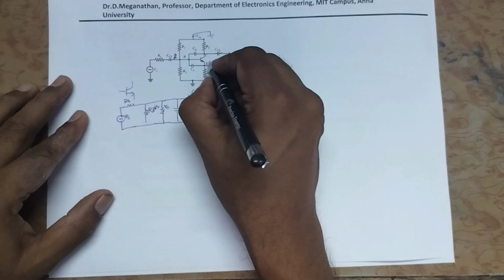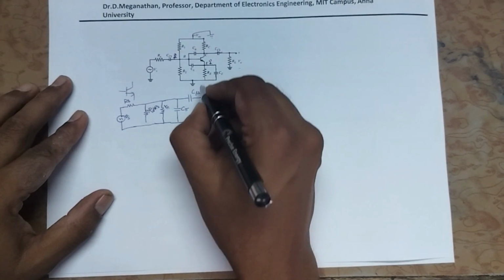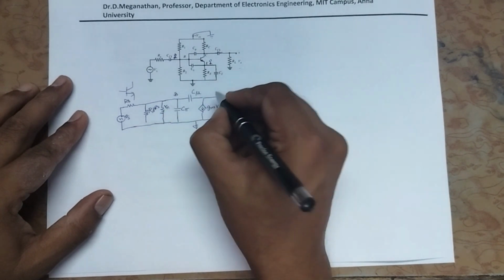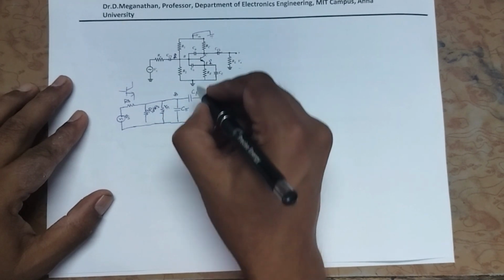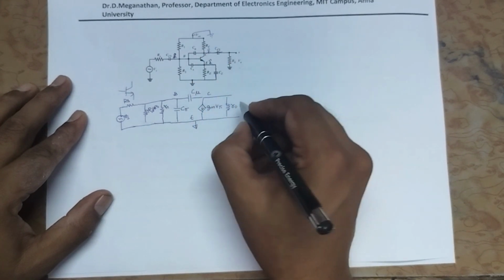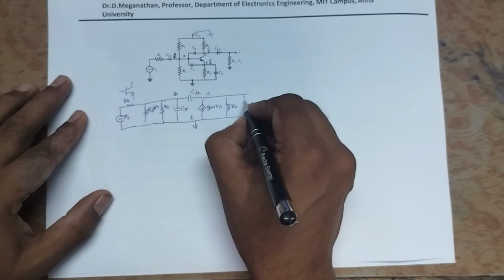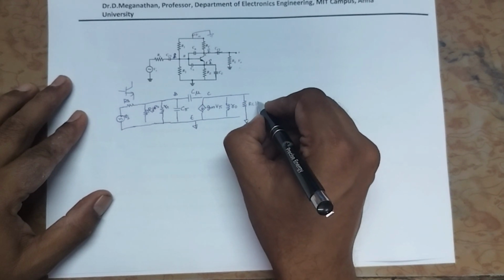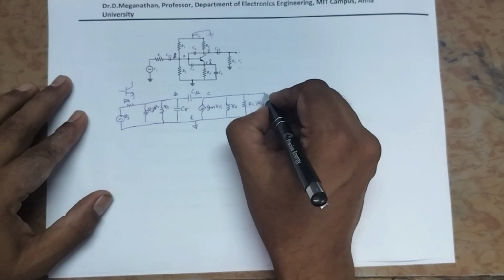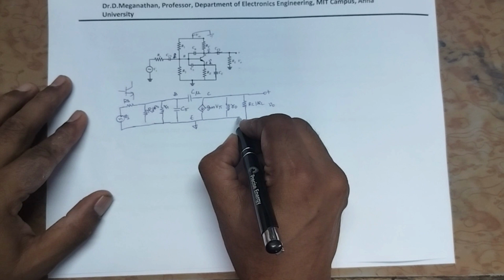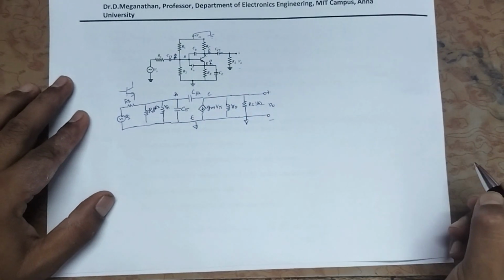Let us go and stand at the emitter node. What we can see is the emitter node is directly connected to ground. Base, collector, emitter. Let us go and stand at the collector node. What we can see is RC parallel to RL. Here we are going to measure the output voltage V0. Connect all the ground terminals together.